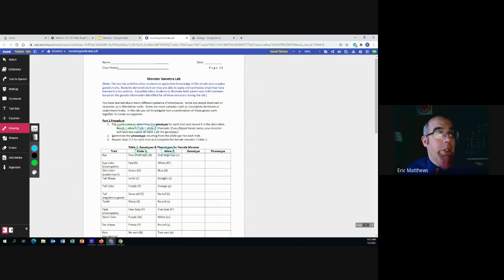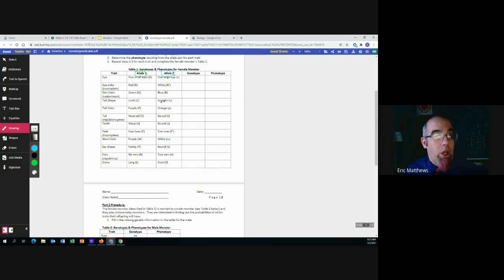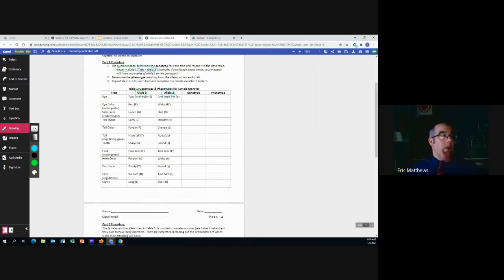Number 2, determine the phenotype resulting. You're going to look right here in the table. And then repeat steps 1 and 2 for all of these different traits. It's really not too bad. So let's take an example.